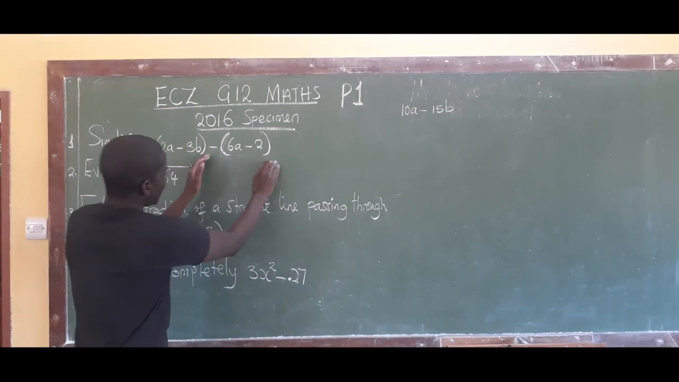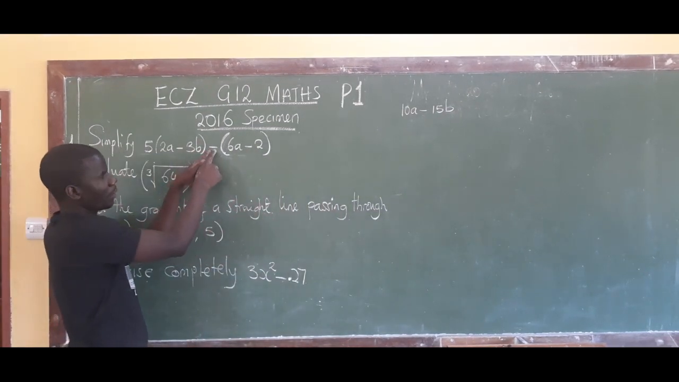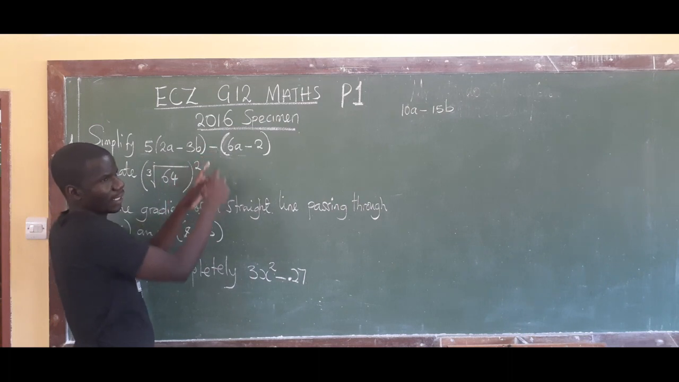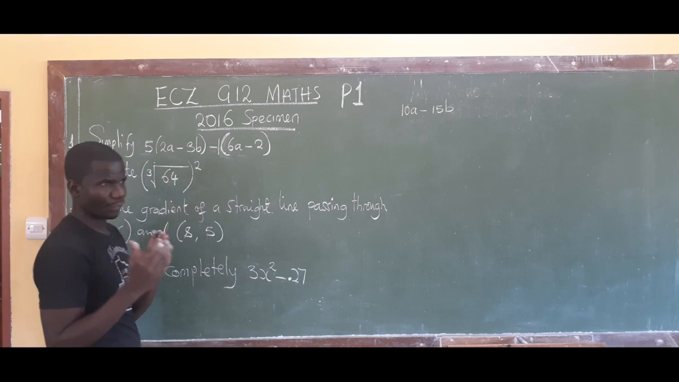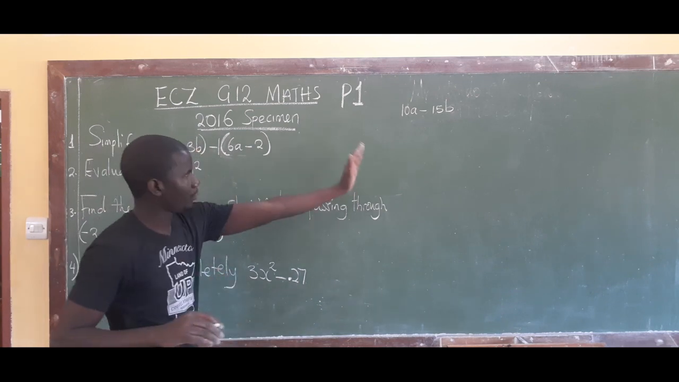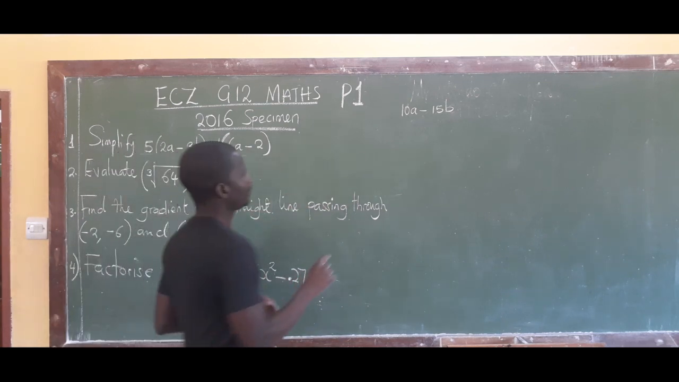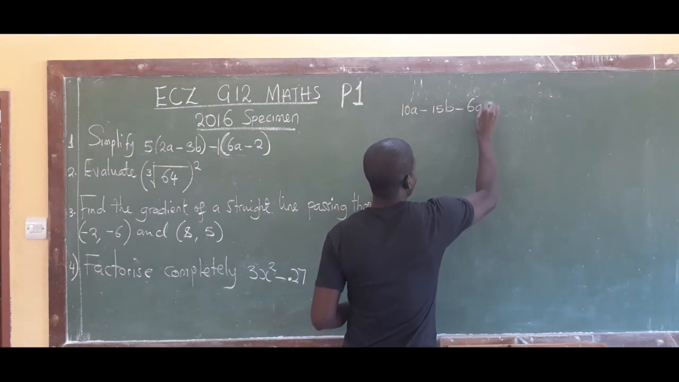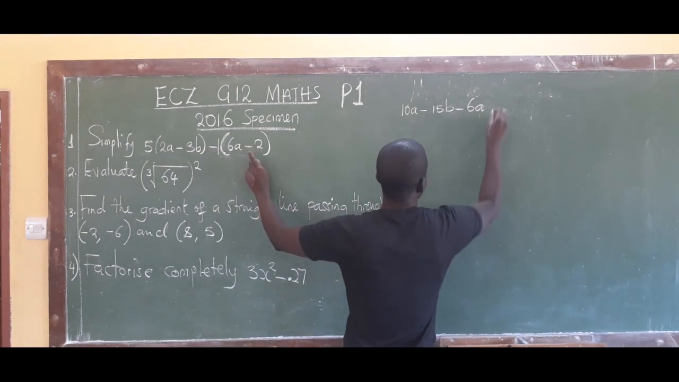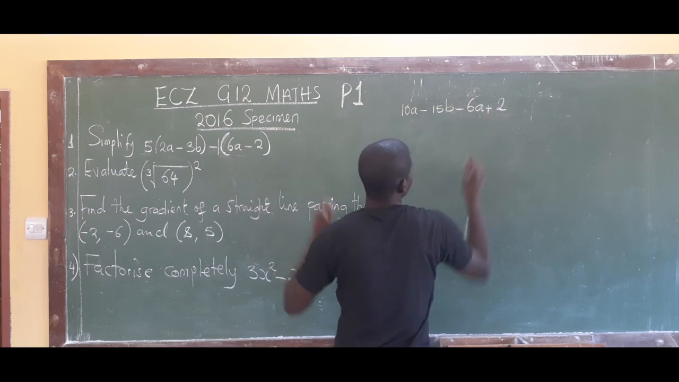Then we come to this other part. Take note because of the minus that we have here, it's as good as saying we have a minus 1 here. So take note of that. Then we need to distribute. When we distribute, we're going to have minus 6a, and this minus will give us plus 2.